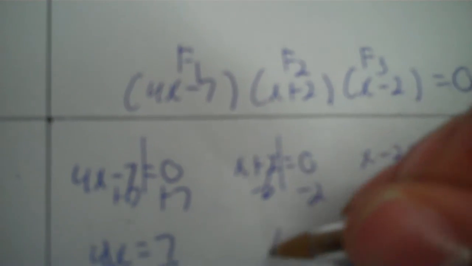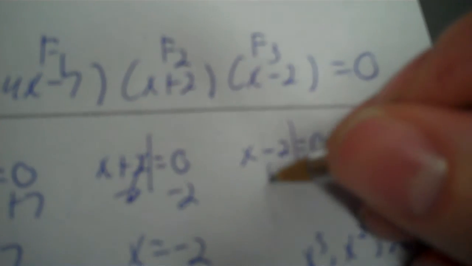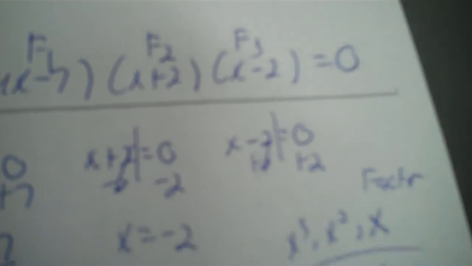So plus 7, 4x equals 7, divide by 4. 7 divided by 4 is a decimal. Okay, you can put that or second PRB, it'd be 1 3/4. Here you just minus 2, takes you to negative 2. Here you're going to plus the 2, and that takes you to positive 2.